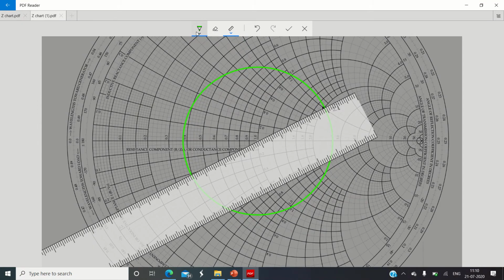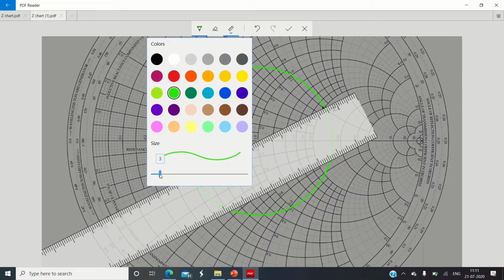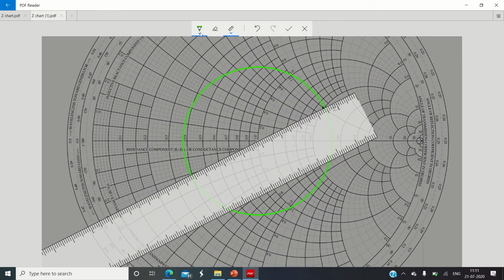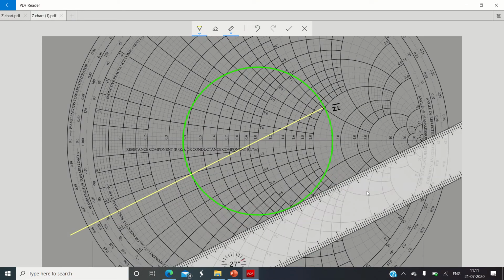Then I will choose the yellow color again as per the sign convention. So I'm connecting ZL bar with the center of the Smith chart and extending that line straight away on the opposite side till it intersects the external periphery of the Smith chart, right? So I will draw a line in this way. This procedure is impedance transformation. Okay, and then you remove your scale.